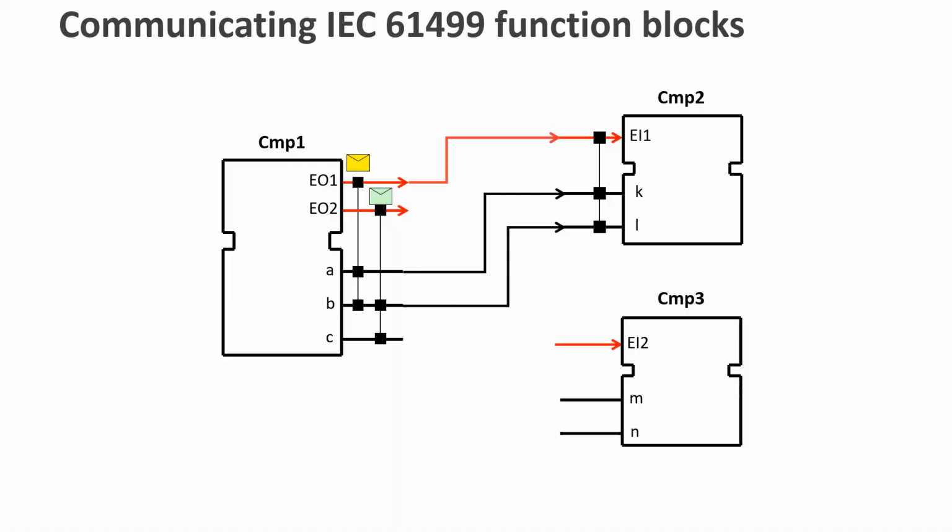The same applies to any other datagram that can be generated by the same function block. There can be many of them, and for each of them we need a dedicated event output and its associated data, which are connected to the corresponding inputs of another function block. As we can see here, some of the data outputs of the CMP1 function block can be shared between several datagrams, as the output B in this case.